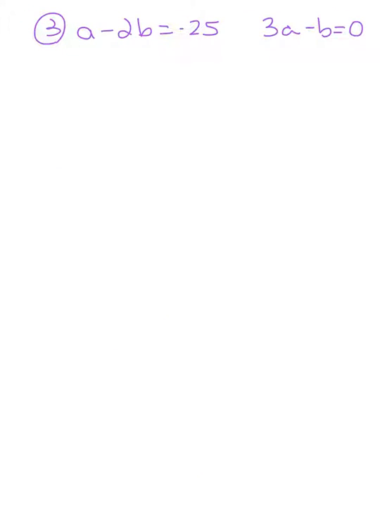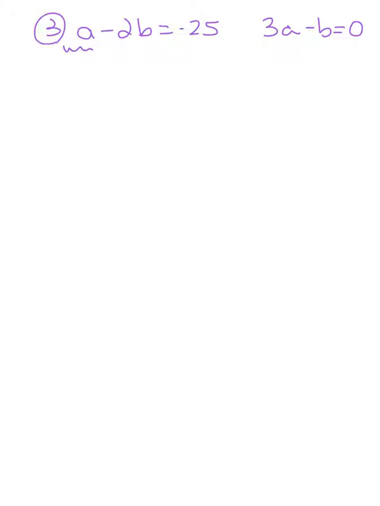My next set of equations are a minus 2b is equal to negative 25, and 3a minus b is equal to 0. Now, instead of using x and y this time, we have a and b as our variables. We're going to solve this system the same way using substitution. So the first step is I'm going to isolate a variable. Now again, I have a with a coefficient of positive 1, so that's going to be the easiest one to solve.